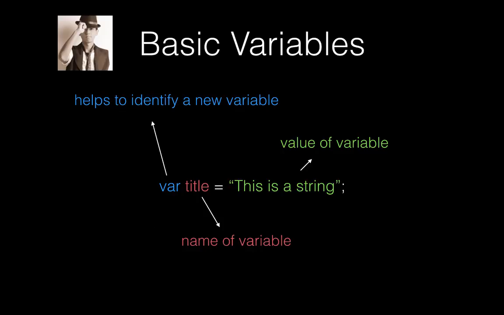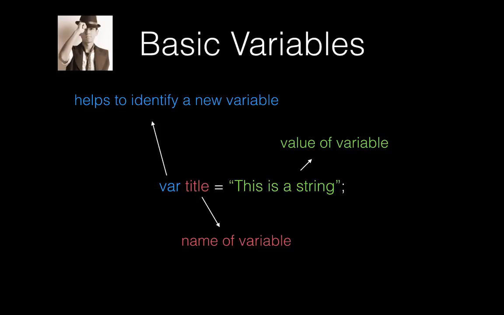This is how a basic variable looks like. The one in blue helps to identify a new variable for the browser. The one in red is the name of this variable, and the one in green is the value of this variable. By using an equal sign here, we have set this variable to this value in green.